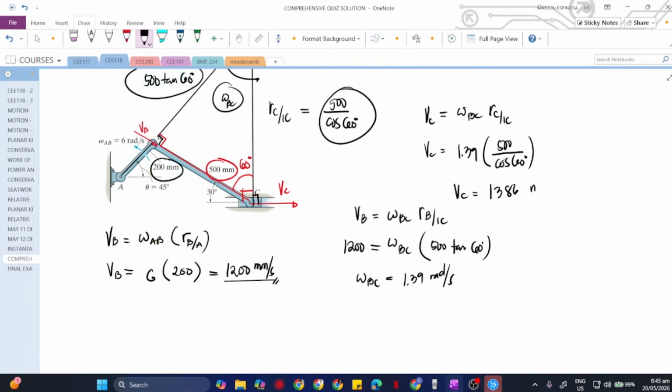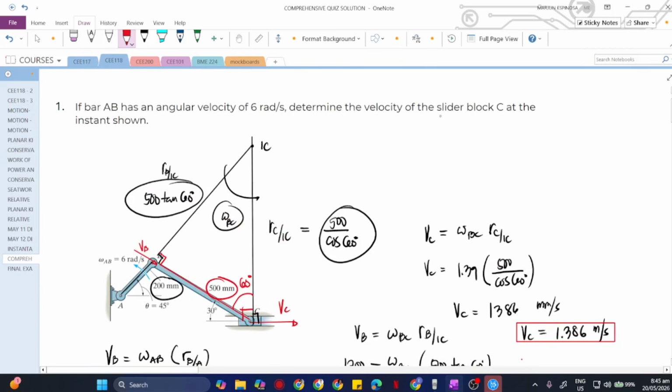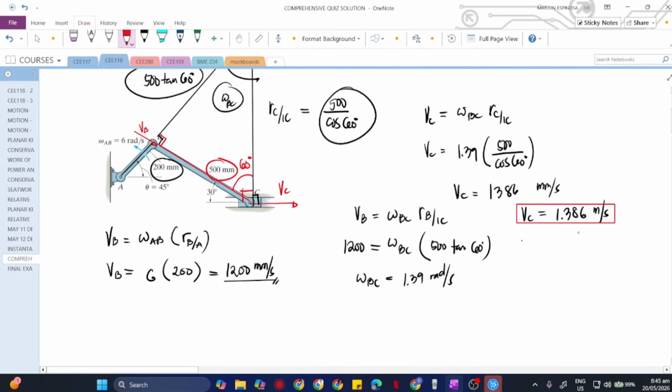1.1386 mm per second. If we do this in meters, that is about 1.386 meters per second. So in terms of meters, the answer we have here would be equivalent to this one. Okay, that would be our answer. That's the question: determine the velocity of slider block C. So our answer would be this one, 1.386.